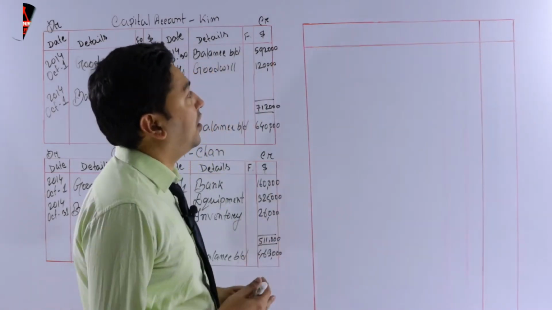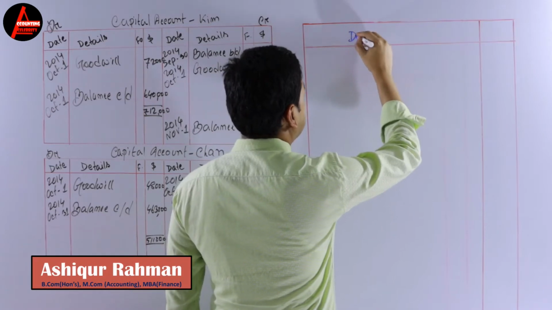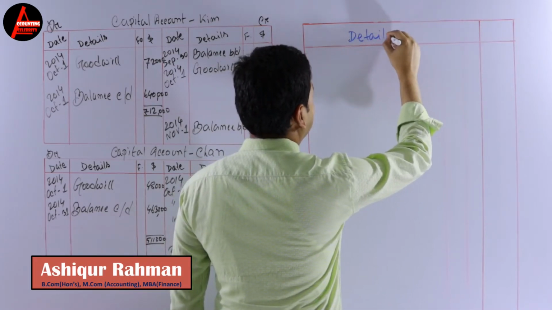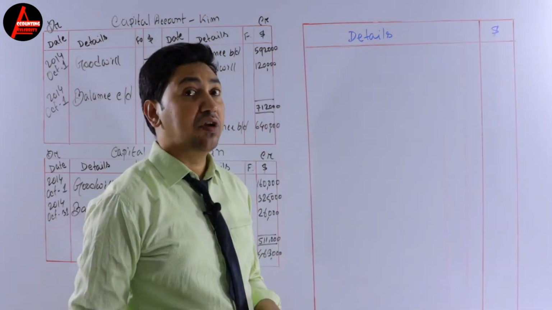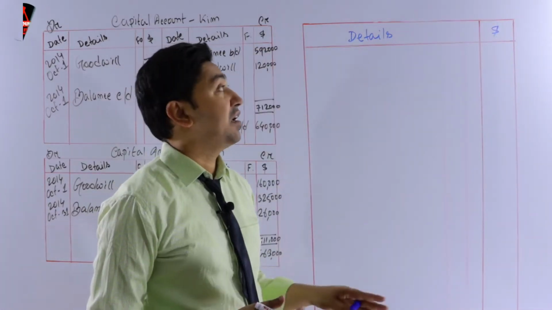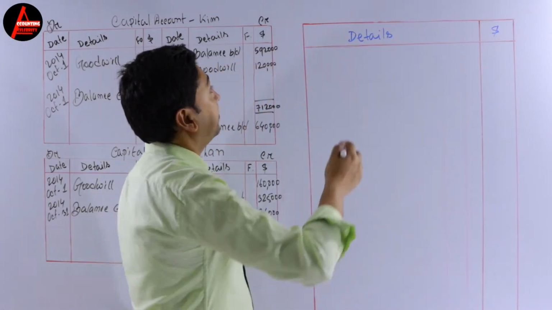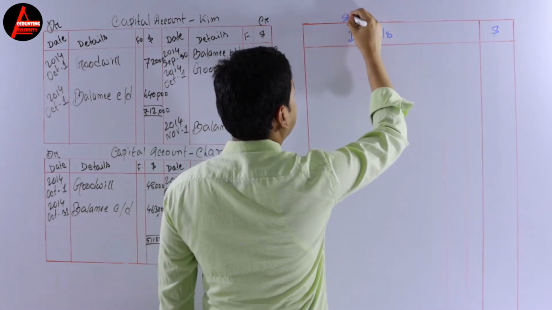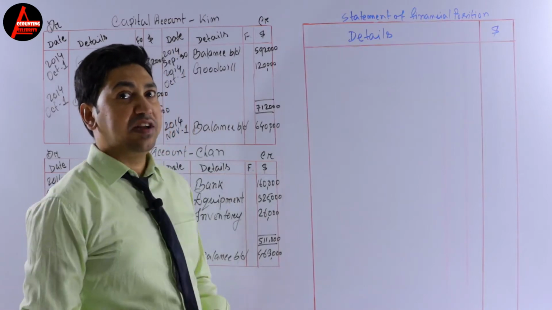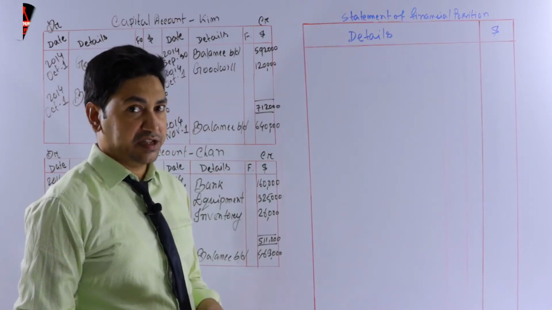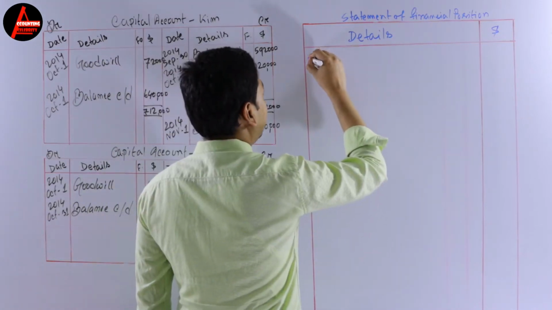Okay, so here we have a detail column and only a dollar column, because we don't have so many items to calculate here. One column is good enough. Then here we write the statement of financial position. So what item do we write here? What is the first section in this account? It is non-current assets.